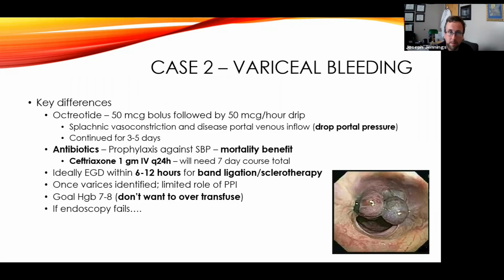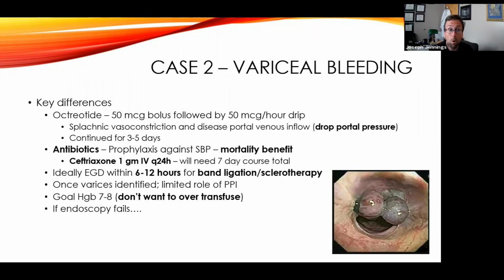So of all the things I talked about today, antibiotics in a cirrhotic who's having a variceal bleed is one of the only interventions that has a confirmed documented mortality benefit, because SBP, spontaneous bacterial peritonitis, can be so deadly. So they're going to be given ceftriaxone right out the gate, and they're going to do a 7-day course of that.